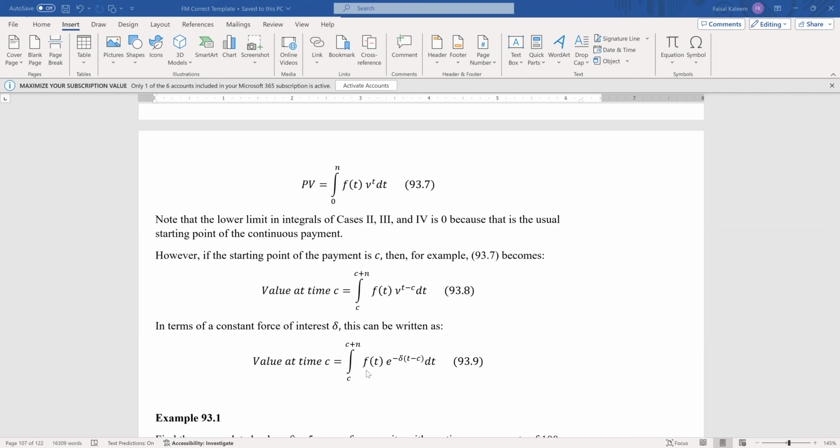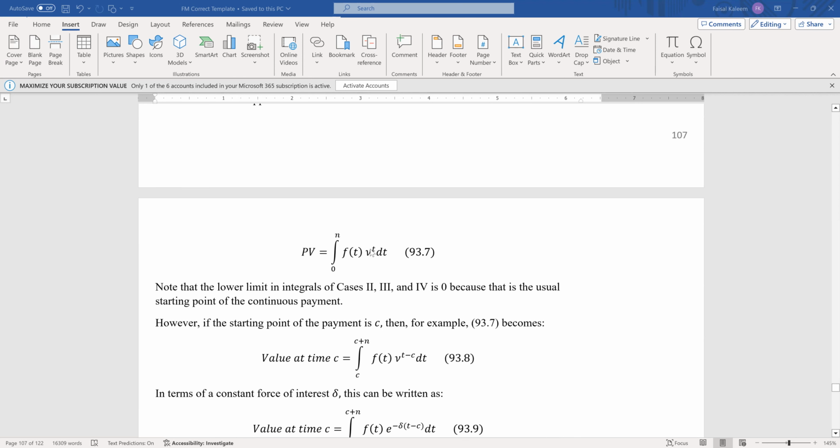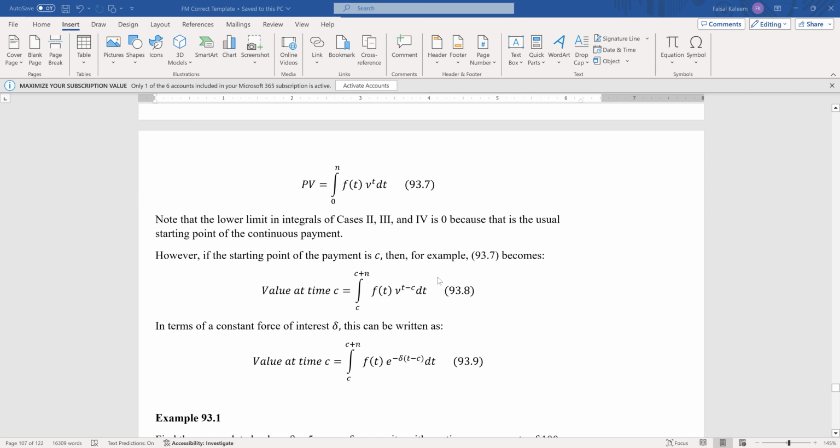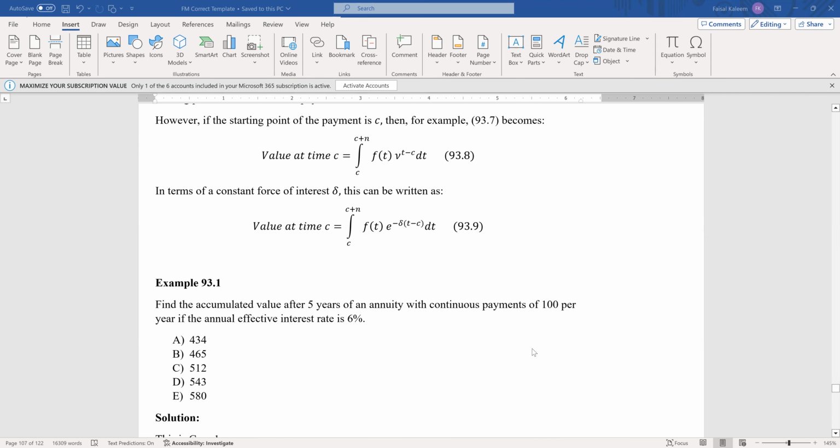And again, if we deal with a constant force of interest, here I've expressed this present value in terms of nu, which we mostly remember as 1 over 1 plus i, and i is the annual effective interest rate. But if you want to express it in terms of delta, which is the constant force of interest, then the integral takes this form. So let's understand these formulas. We have quite a few formulas here, so let's understand them through examples.